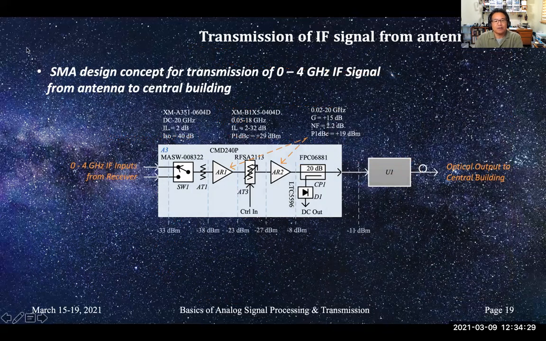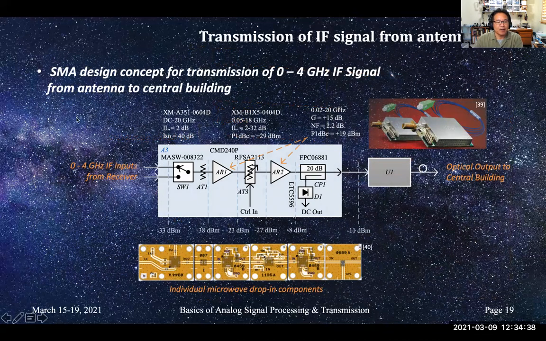Transmission of an IF signal from the antenna to the correlator room, which is hundreds of feet away for the SMA. This one was developed but not made yet. So we come in on the left from the receiver, 0 to 4 gigahertz, amplify, variable attenuate, amplify, couple off so we can measure signals. We can use that to feed back and control the automatic level loop. And then we transmit the signal from the antenna to the correlator room using a fiber transmitter. This is all microwave circuit board design, very small, compact, only about 3 or 4 inches in width. So that solves a problem of having long lengths between these components.